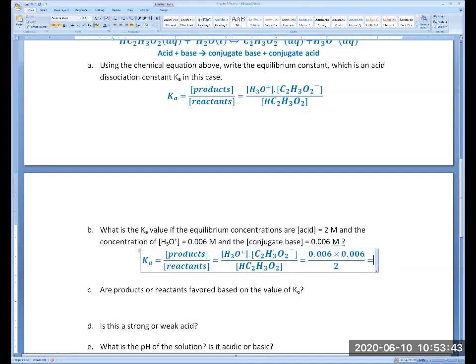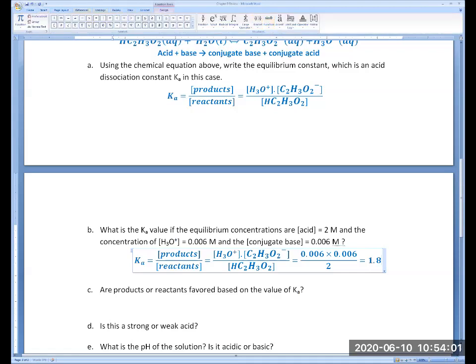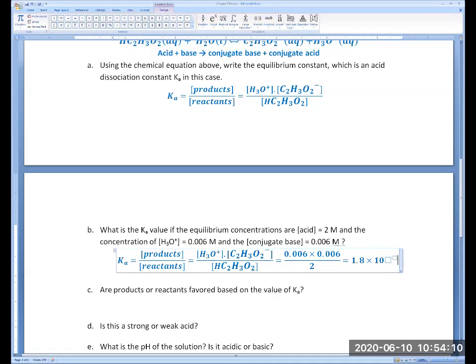And so in your calculator, you do this. 0.06 squared divided by 2. And let's write it in scientific notation: 1.8 times 10 to the -5. Is it what you have also?